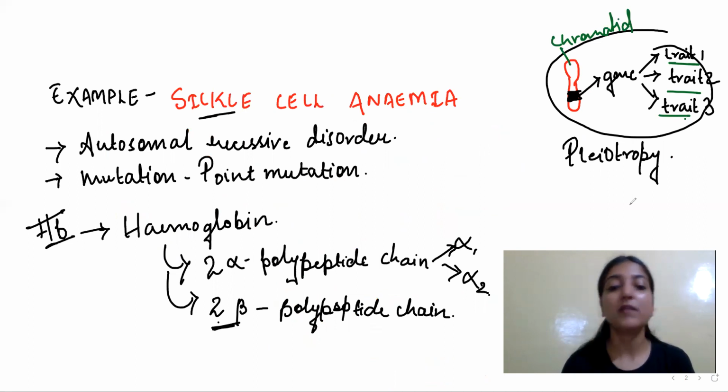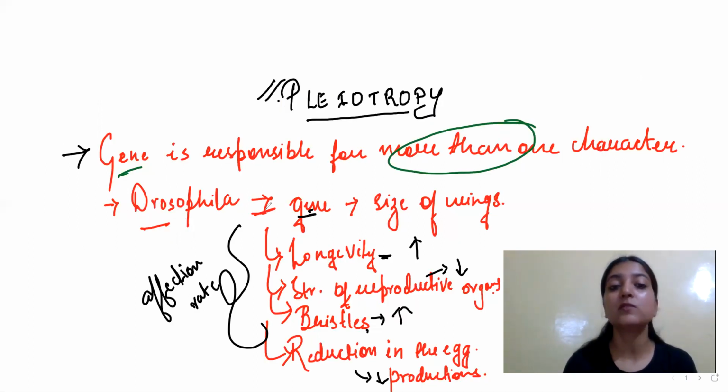Now here we have taken the example of Drosophila. Drosophila has a gene which is responsible for the size of wings. This gene, which affects the size of the wings, also influences the longevity, structure of reproductive organs, bristles, and egg production in Drosophila. Okay, so these effects cannot be equal. The effect rate is not equal.